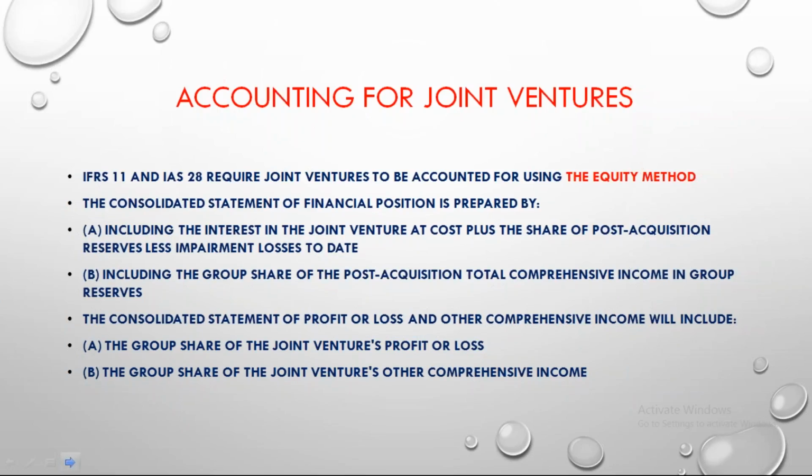If it is a joint operation, we don't prepare a separate method. We just take one third of the assets or one fourth of the assets, line by line, and add it up: all revenue, all expenses, all assets, all liabilities.